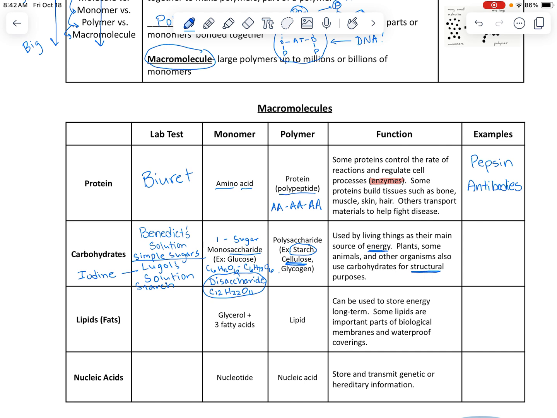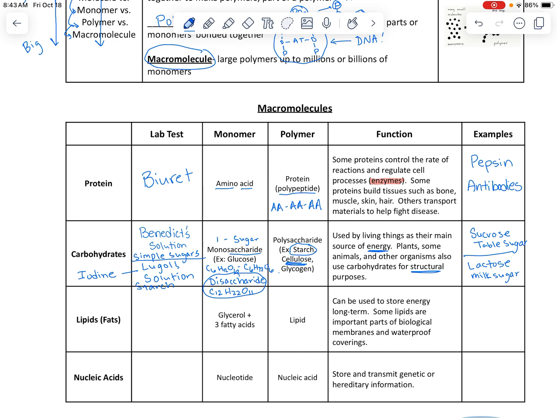The examples here were already kind of given, but I guess I'll give like sucrose. Sucrose is table sugar. That's something we haven't talked about yet. That's a disaccharide. So that's made up of 2 monosaccharides. Okay, so its formula would be C12H22O11. Another one would be something like lactose, which I'm sure a lot of you have heard of. That's milk sugar.